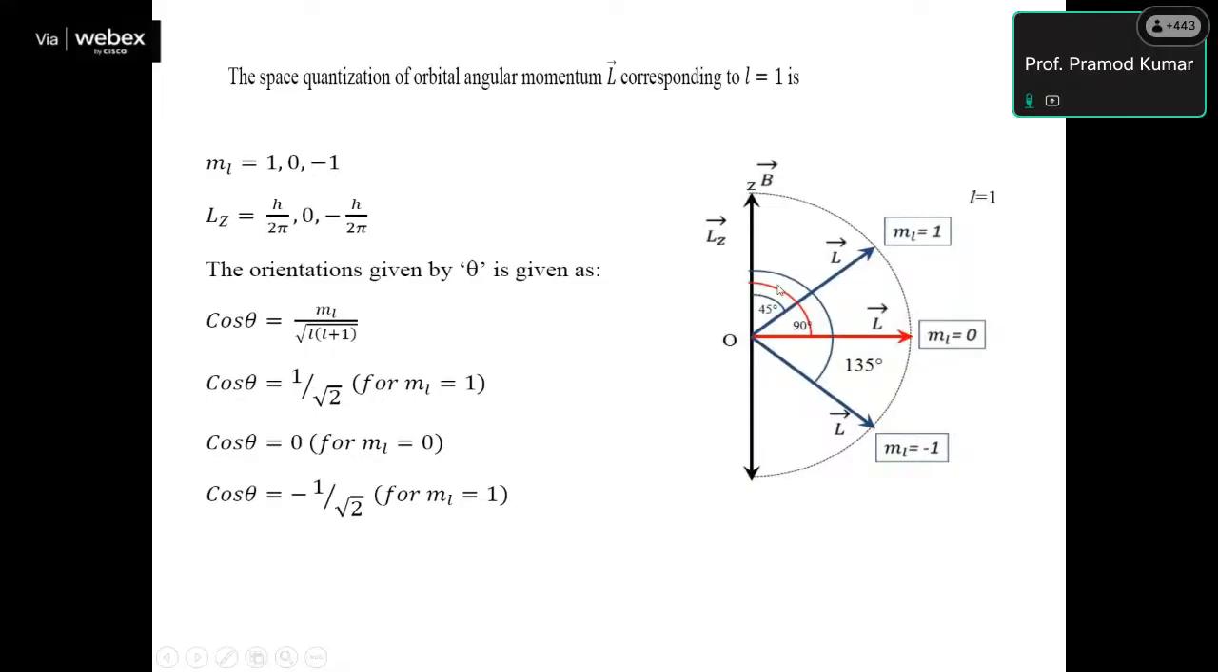1 upon root 2 is equivalent to 45 degrees. Cos theta equal to 0 corresponds to 90 degrees, and cos theta equal to minus 1 upon root 2 corresponds to 135 degrees. So basically, if you look here, for these different ml values you have different states. That's why it is known as space quantization for the dipole magnetic moment.